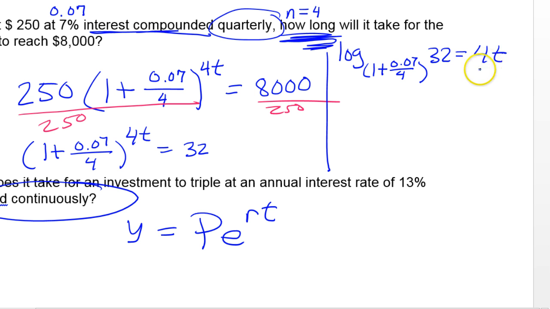It's over here on the right-hand side. I need to do one more thing to get t by itself. What is that? I need to divide by that 4. So I'm going to divide by 4 on both sides.